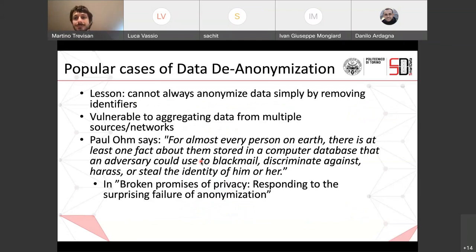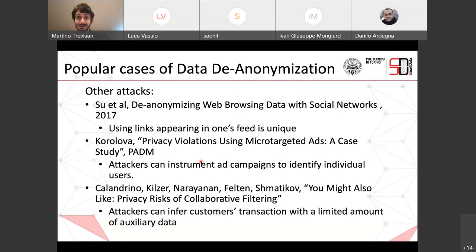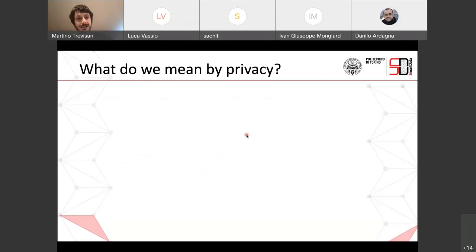So the picture is not that easy, because personal information about us is everywhere. Paul Ohm, a famous researcher, says that for almost every person on earth, there is some piece of information on some hard disk, on some IT system here and there, that can be used against us, for example, to discriminate against us, harass us, or blackmail us. So we have to pay a lot of attention to this. There have been other attacks, if you want to go more in depth. Researchers may manage to de-anonymize social network data, or the recommendation systems of online shops. If you want to go more in depth, I will provide you the slides.